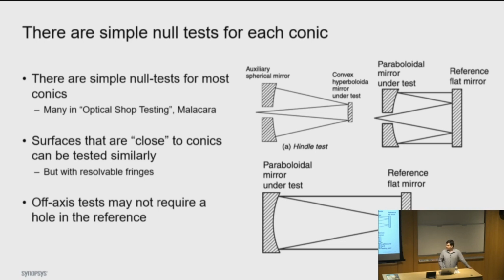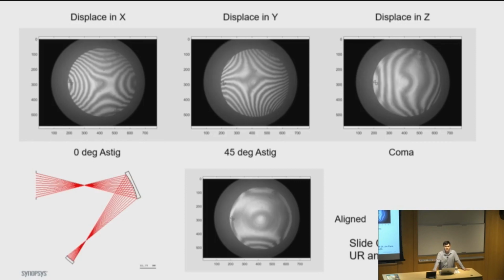You'll also notice that in many of these cases, there is a hole in the reference surface in order to facilitate the test. But when we're talking about off-axis sections, we may not even need to have that hole there, because the off-axis sections may obviate the need for the hole that's present. And to give an example of what a test might look like, I'm going to go to this slide.